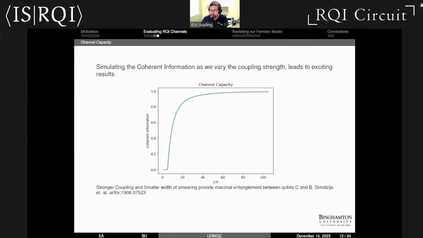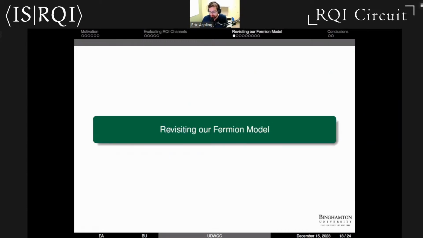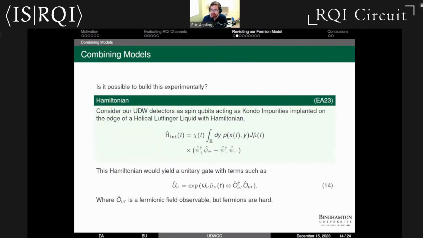I think that this work is going to be really important. So let's revisit our fermion model. What can we do with this work, right? This work has been around. What can we do with it? And it turns out that we can take our Hamiltonian with the Kondo impurity and the Luttinger liquid.